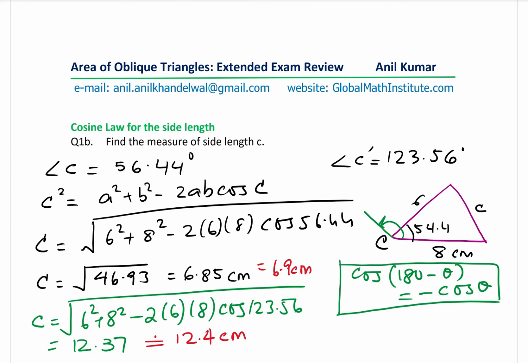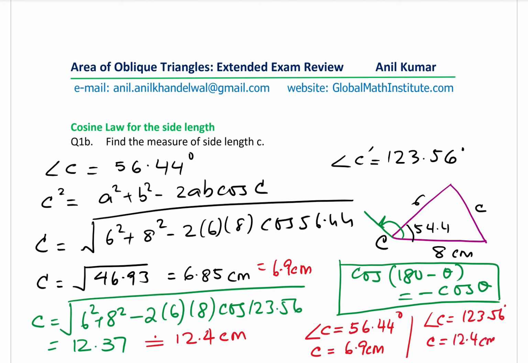Perfect. So that is how we can find two sets of triangles, right? So we get two sets of angles. So if the angle C is equal to 56.44 degrees, in that case, the side length C is 6.9 centimeters, and if the angle C is 123.56 degrees, then the side is 12.4 centimeters. Is that clear to you? That is how these questions should be solved.